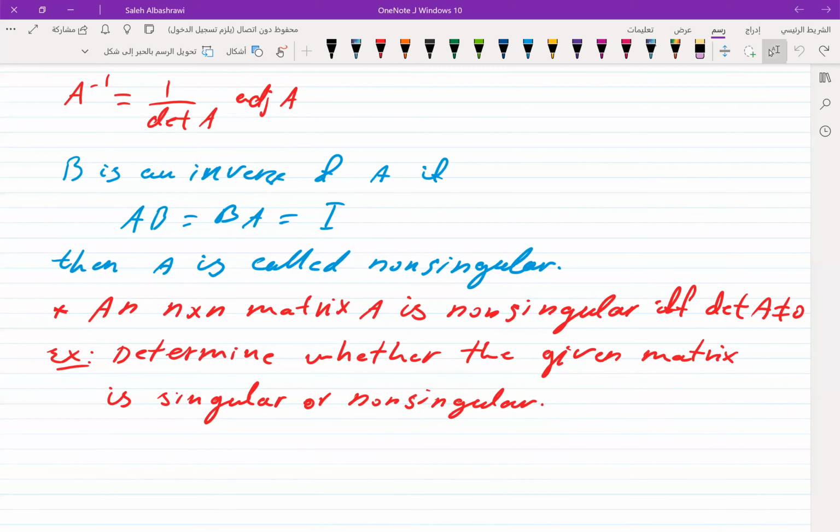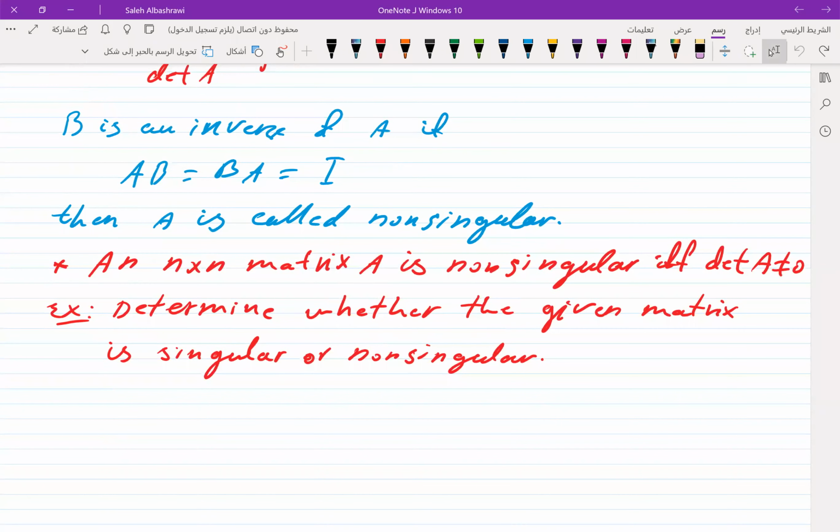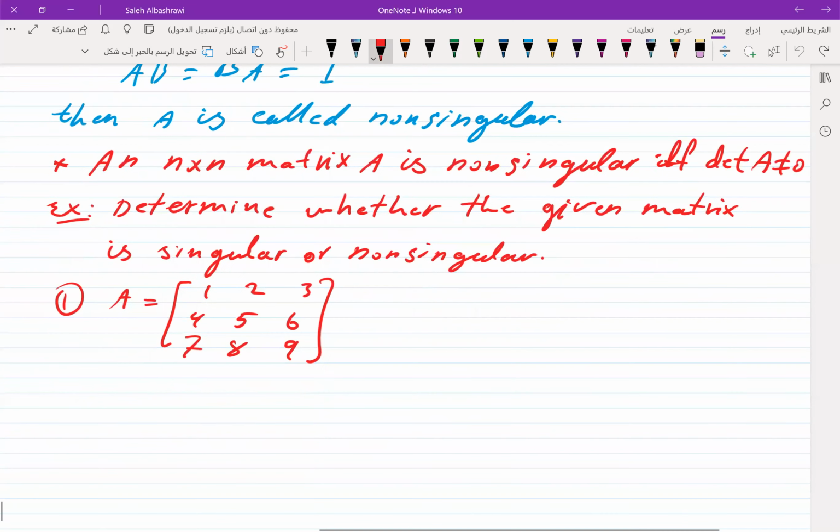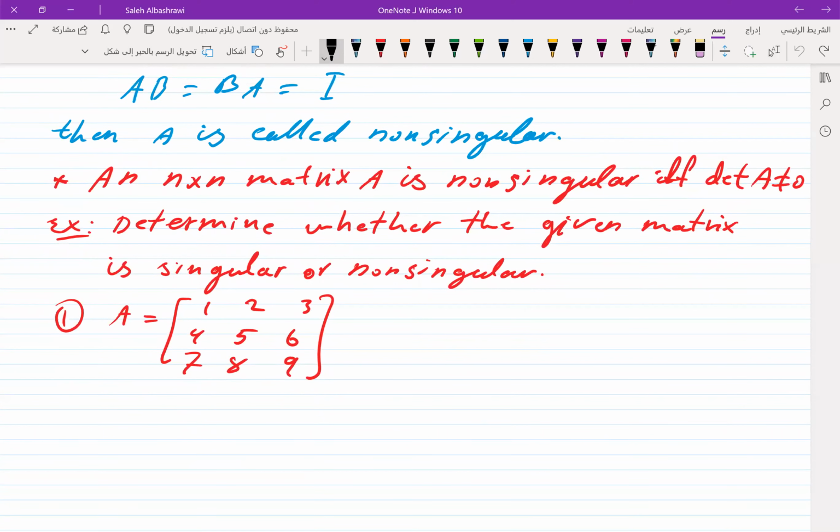Determine whether the given matrix is singular or non-singular. For example, number 1. A is given by 1, 2, 3, 4, 5, 6, and 7, 8, 9. I need to check whether this matrix is singular or non-singular. What I need is to find the determinant of this matrix A, and then you can determine whether it is singular or non-singular. Let's find the determinant.